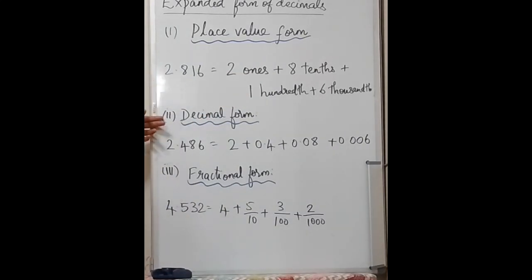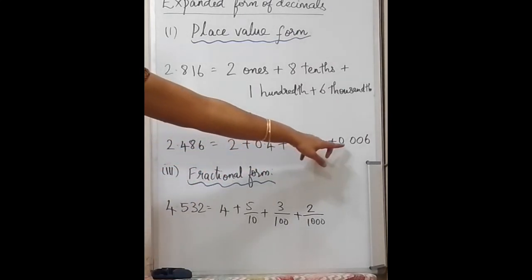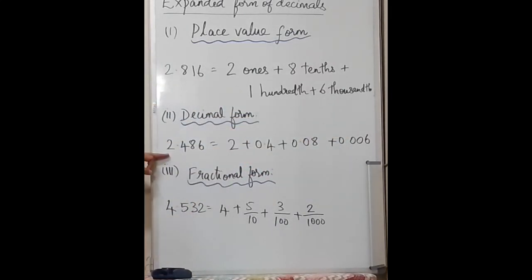The second way of writing is decimal form. 2.486 is going to be expanded as 2 plus the place value of 4, which is 0.4, the place value of 8, which is 0.08, and the place value of 6, which is 0.006. So this number can be expanded like this. The next one is fractional form.